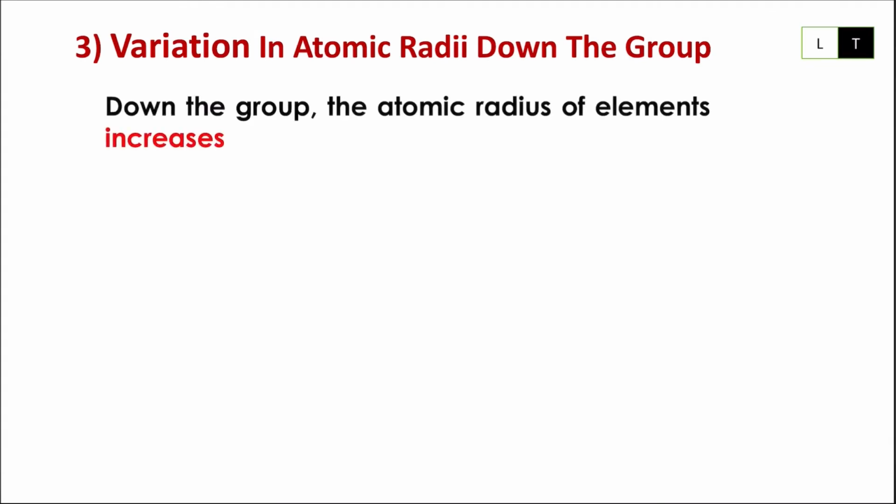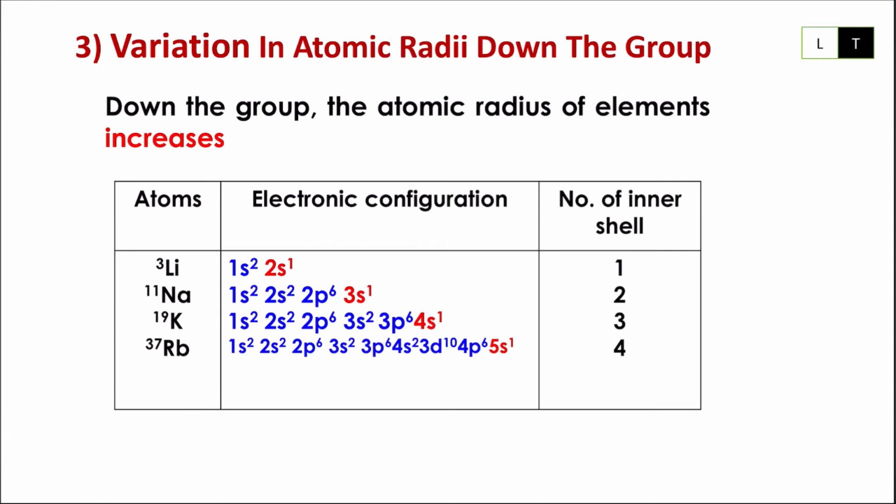When going down the group, you already understand that the atomic radius of elements becomes larger. For example, I have lithium, sodium, potassium and rubidium. You can see that all of them have different periods based on their highest n value. The number of inner shells for lithium is 1 based on n equals 1. The number of inner shells for Na is 2 based on n equals 1 and n equals 2.